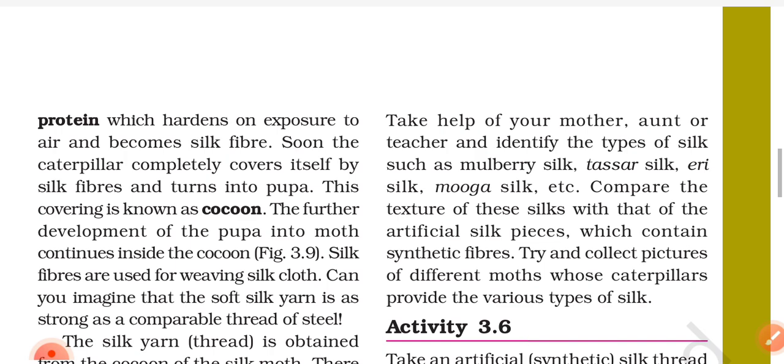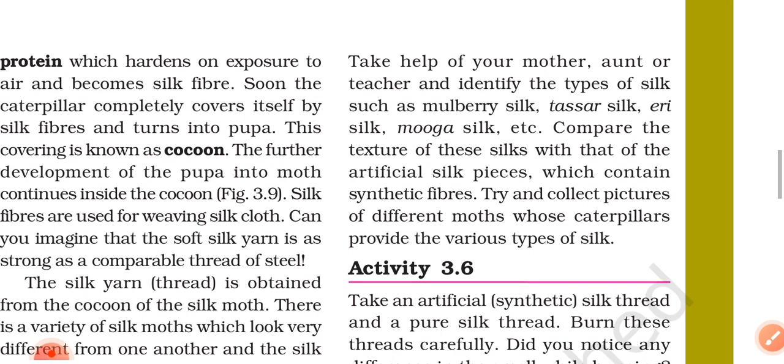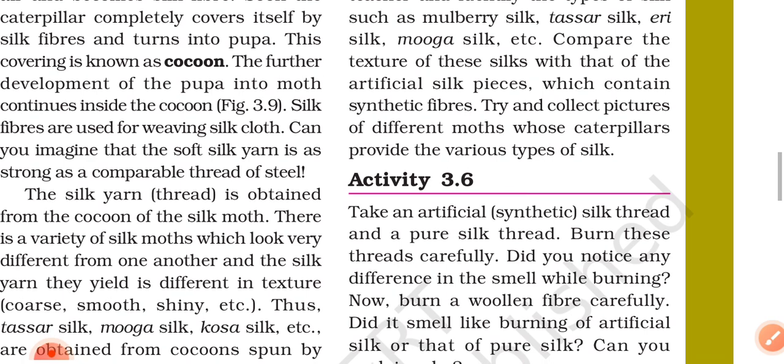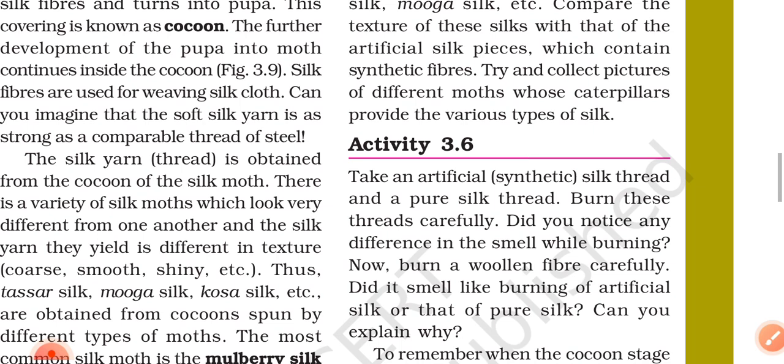Take help of your mother, aunt, or teacher and identify the type of silk such as mulberry silk, tassar silk, eri silk, munga silk, etc. Compare the texture of this silk with that of the artificial silk pieces which contain synthetic fiber. Try and collect pictures of different moths whose caterpillars provide the various types of silk.